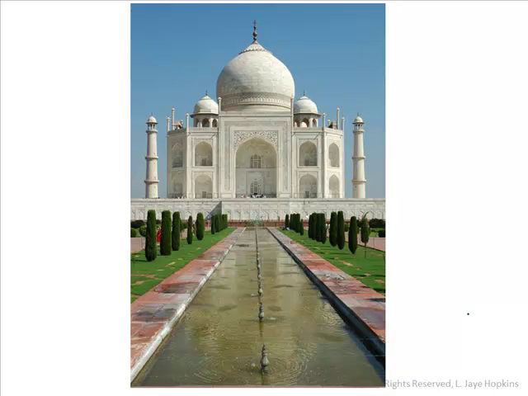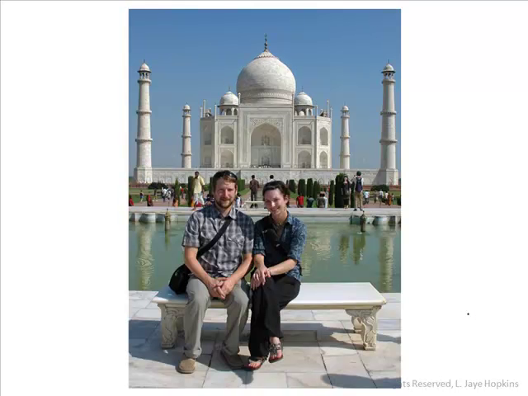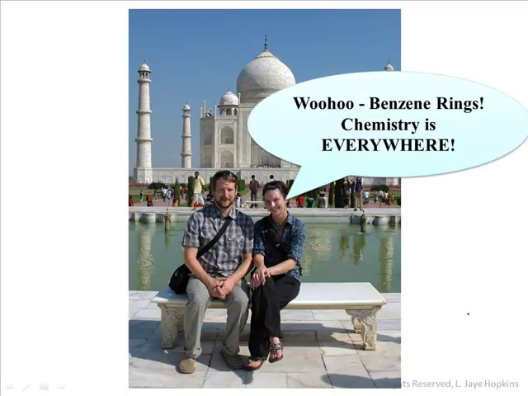Okay, well now you should know that this is the Taj Mahal in Agra, India, one of the most famous buildings in the world, and all of its windows are actually made up of repeating hexagon patterns. So of course, when I was lucky enough to be at the Taj Mahal, all I could think is, woo, benzene rings! More proof that chemistry is absolutely everywhere around us.